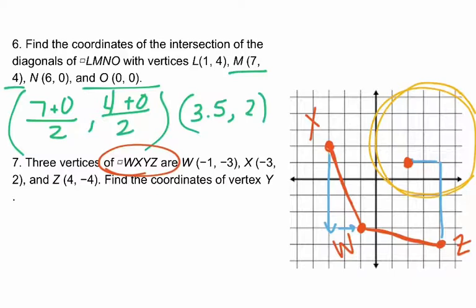Or some people instead like to look at W and Z, seeing that you would go down 1 and to the right 5. And it has to have the same slope because if it's a parallelogram, the two sides have to be parallel. So from X, we got to go down 1, right 5. And check it out. It does not matter which of those methods you prefer because you're going to wind up with the exact same coordinates for Y. Either way, we get 2, 1.